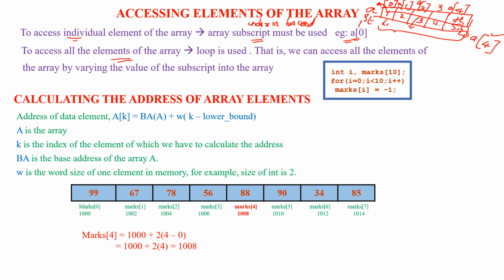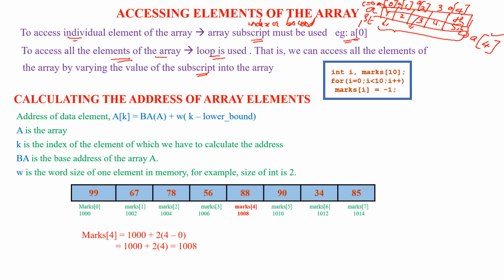Then what you can do? You can use a loop, right? You can take a variable I for 0, then 1, then 2, 3, 4. So the loop can be continued. That is what is written here. To access all the elements of the array, a loop is used. That is, we can access all elements of the array by varying the value of the subscript into the array. Only your index will vary, right?